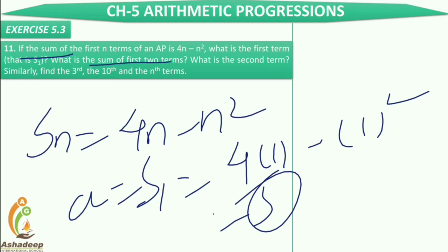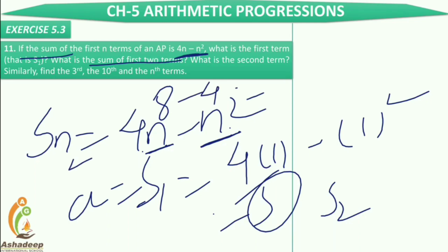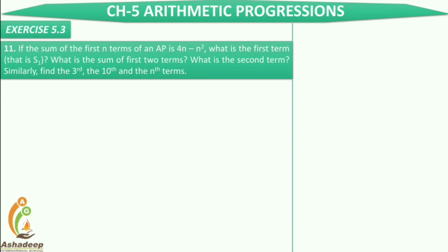But what is the sum of its first two terms? That means we simply find S2. So here you simply put 2. 4 twos are 8, right? 4 twos are 8, and 2 square is 4. So the sum of its first two terms is nothing but 4. It is simple, right?